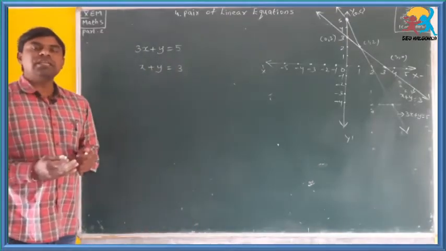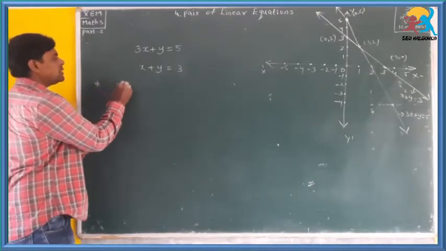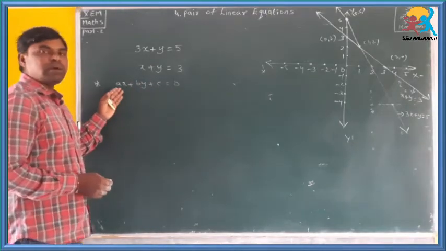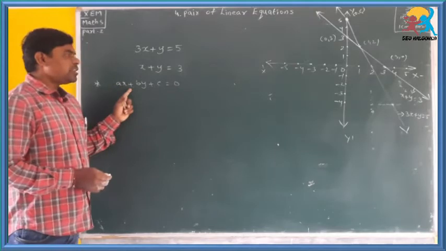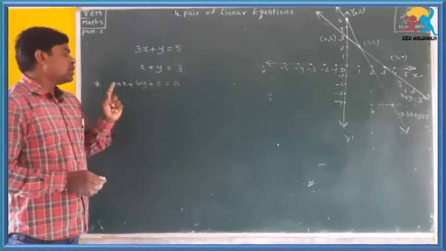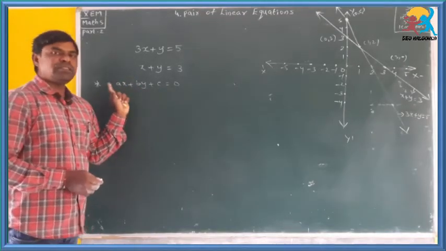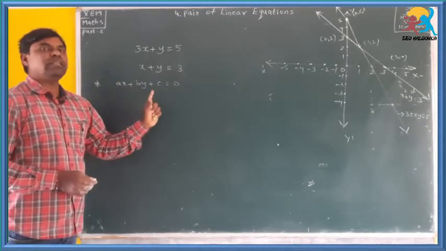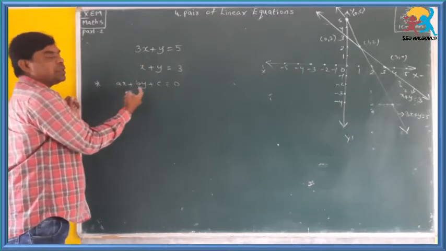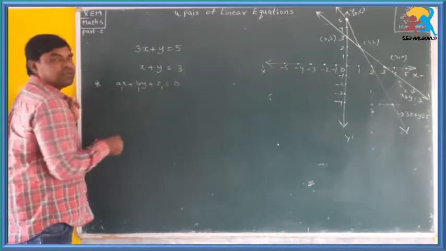The general form of the linear equation in two variables is ax plus by plus c is equal to 0. Here the degree of this equation is 1. So, that is why this is called linear equation, and we have the variables x and y, that is why this is called a linear equation in two variables. This is the general form, and here we are taking the two lines, that is why here we have to write a1x plus b1y plus c1 is equal to 0.